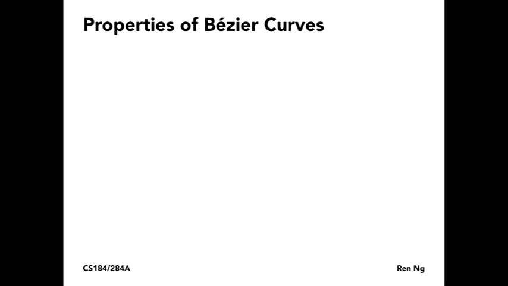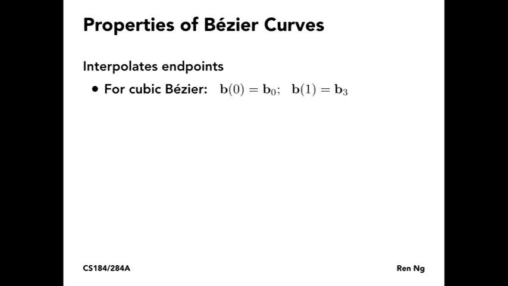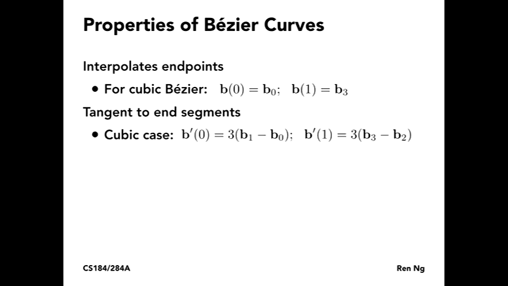Okay. A few other things. So that's nice. There are some properties of these splines that come from the control net. Let me just recap. These Bezier curves interpolate the endpoints. So for cubic Bezier, B of 0 is equal to the first control point, and B at parameter 1 equals the last control point. We talked about the tangent case. It's 3 times the difference between the two adjacent control points.